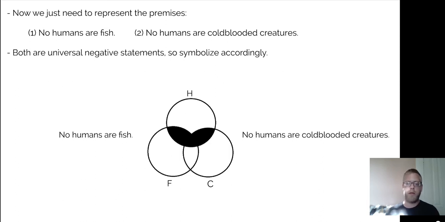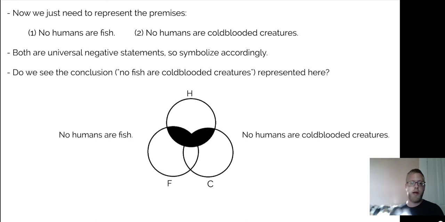Again, a cool little symbol, a diagram. It's full of meaning. It means at least two things, right? It means no humans or fish, represented over here, and it means no humans or cold-blooded creatures over there. Now the question is, does it mean no fish or cold-blooded creatures? Do we see the conclusion represented anywhere?